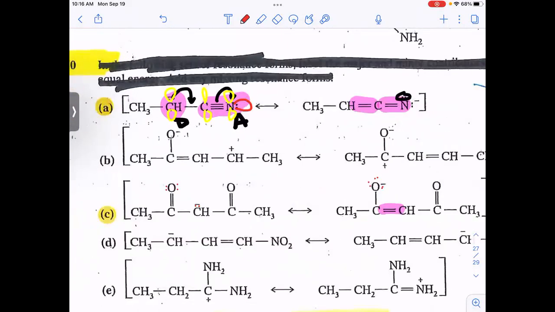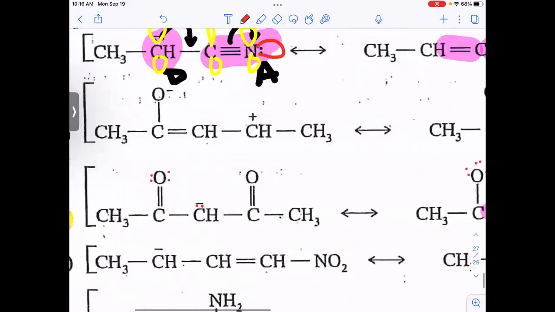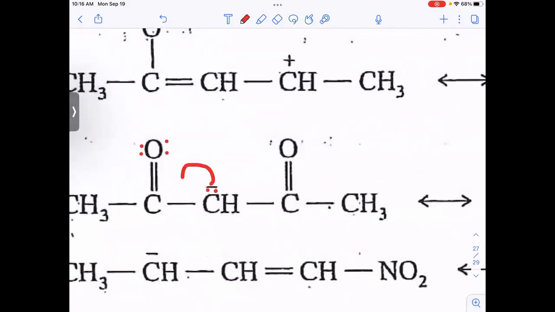You're going to draw an arrow from the lone pair with the CH to the left, yeah, right there. And then the double bond under the oxygen, you're going to draw one of them up to the oxygen. Good. Excellent. That's exactly right.